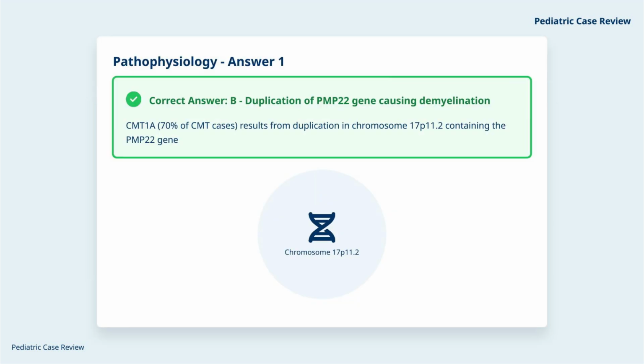Duplication of PMP22 gene causing demyelination. Charcot-Marie-Tooth type 1A, which accounts for approximately 70% of all Charcot-Marie-Tooth cases, results from a duplication in chromosome 17p11.2 containing the peripheral myelin protein 22 gene. This leads to abnormal myelin formation, slowed nerve conduction velocities, and the clinical manifestations we observe.